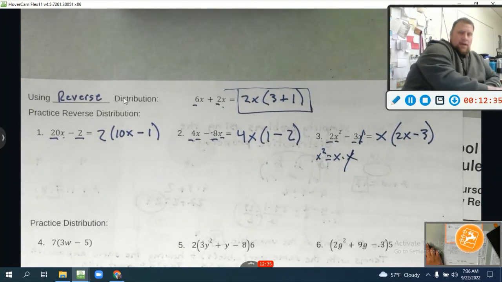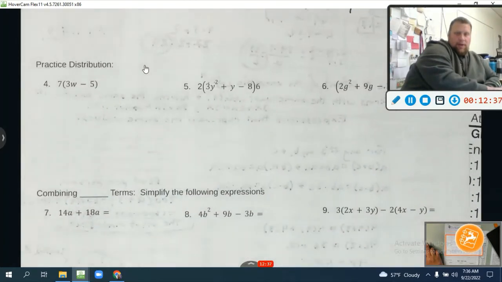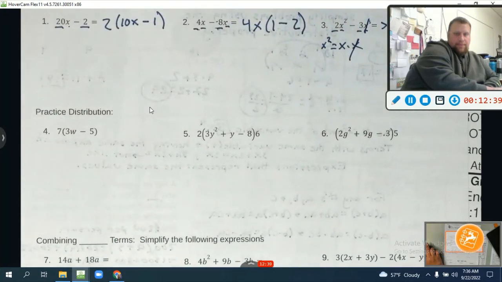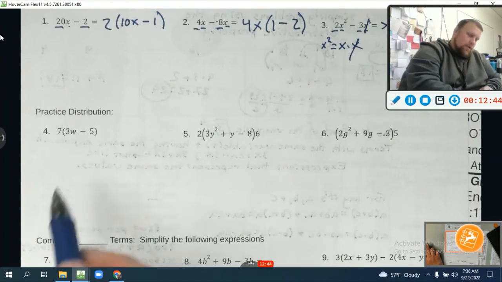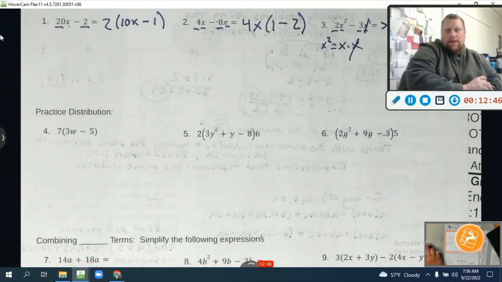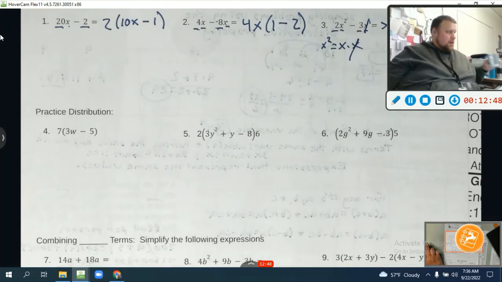Okay. All right, let's move on. We're getting close to being done. This one, practice distribution. Why don't you try it? Distribute these. This is what I mean. Now we're distributing it with variables. Take a minute, pause this, try it out. We'll finish up.